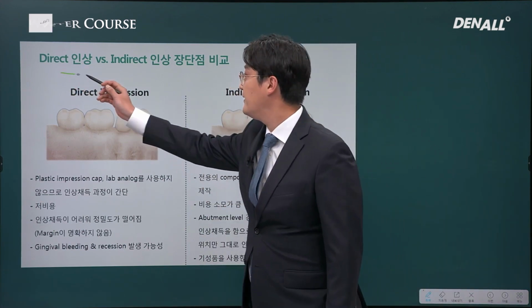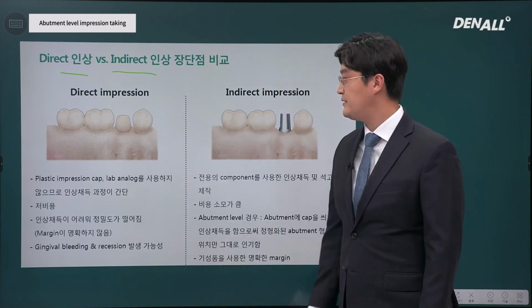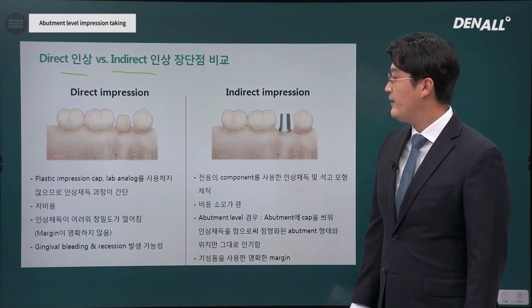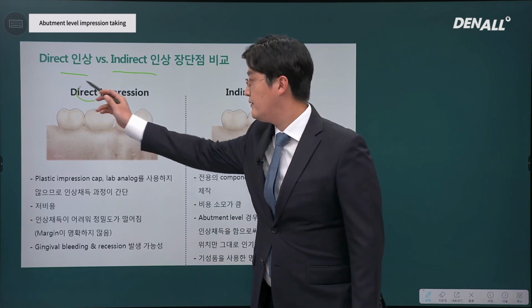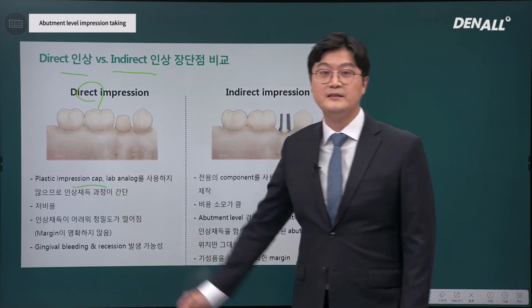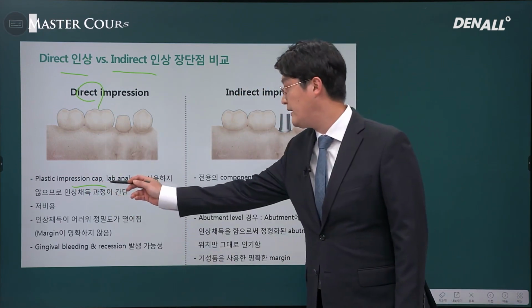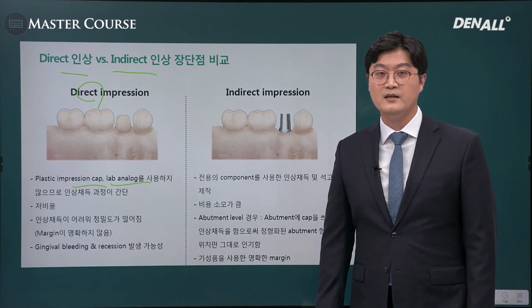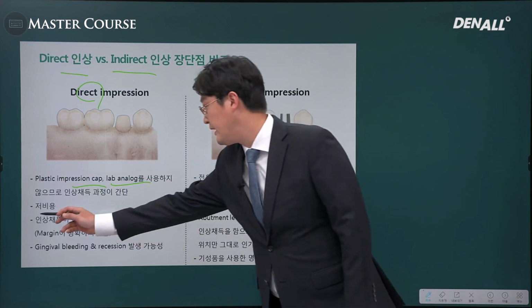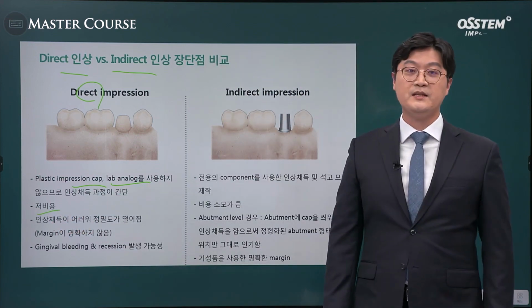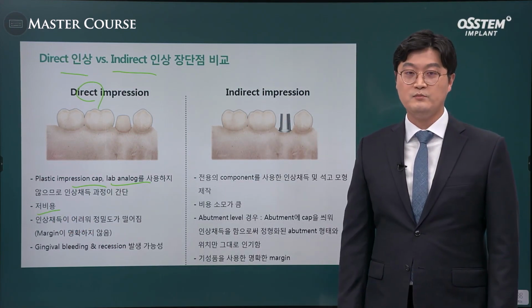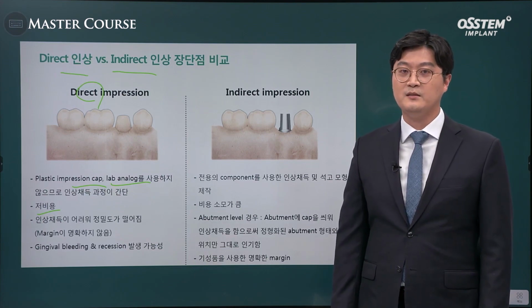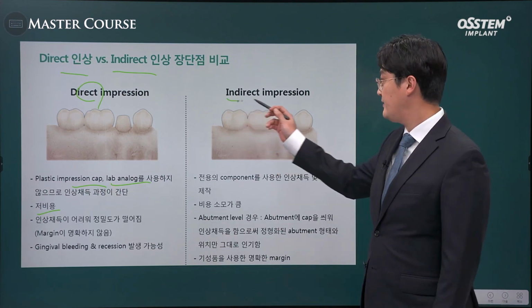Abutment level direct and indirect impression taking: advantages and disadvantages. Direct impression does not use a plastic impression cap or lab analogs. Therefore, impression taking is simple and the cost is lower. However, margin capturing is challenging, leading to lower accuracy in the prosthesis.